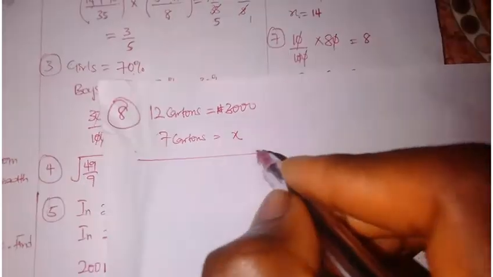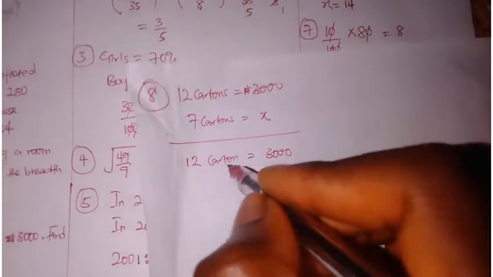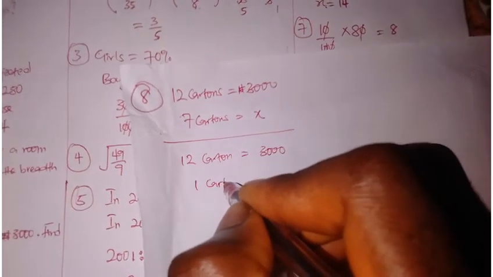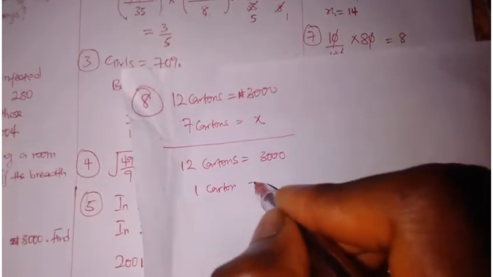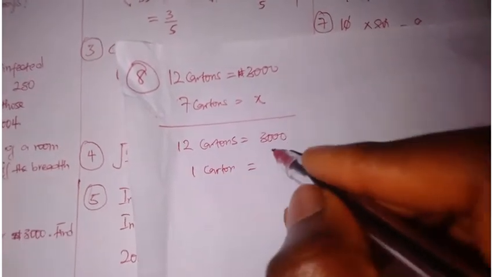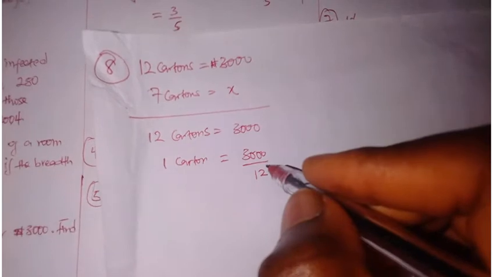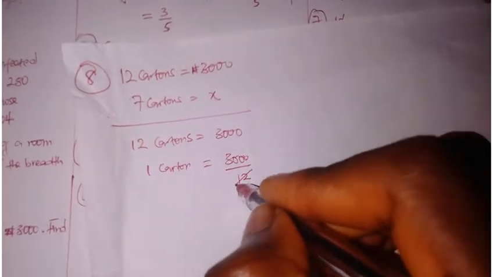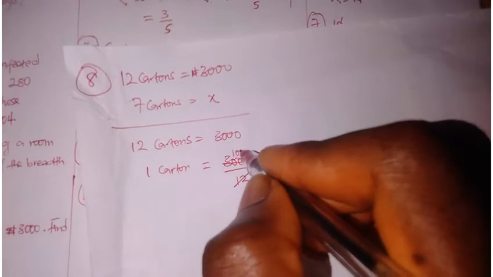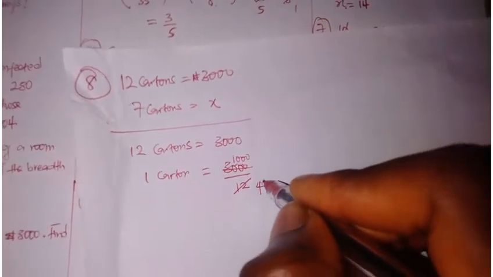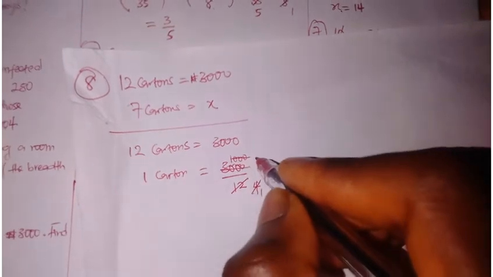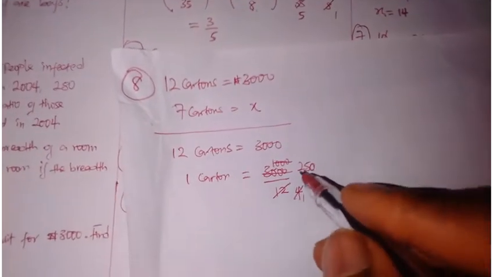The first thing you need to do in this case is to find the cost of 1 carton of biscuit before you can find 7 cartons. So for 12 cartons, we still have it to be 3,000 naira. Now, looking at 1 carton, it will be less in terms of the price. So it becomes 3,000 over 12. Okay. So 3 here, this is 4. 3 here, this is 1,000. 4 here, 1. 400 is 25. So this is 250. So it means 1 carton is 250 naira.